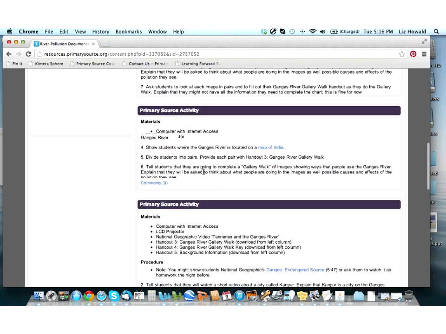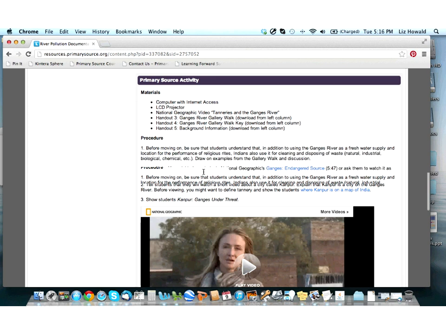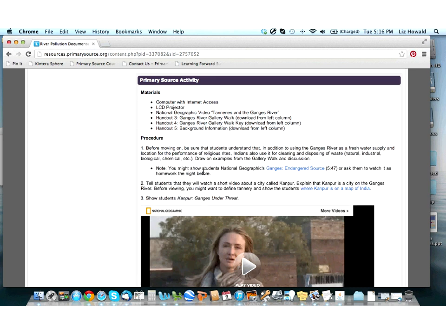So moving from the pre-learning activity to the primary source activity, you see here that participants or students will actually be watching a video. A documentary, in this case, is used as the primary source, and they'll be using information from that documentary, from their gallery walk, and also from a background information handout to draw some conclusions about the causes and effects of pollution in the Ganges River.